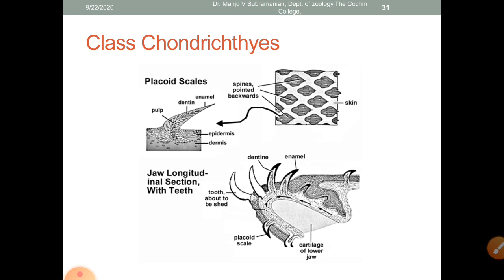Okay, then it appears sandpaper like. The presence of these placoid scales on the skin of sharks gives a sandpaper-like appearance, and it is used as a hand grip in swords, and that product, a source of leather, is called shark green. Okay, so that's all about this type.